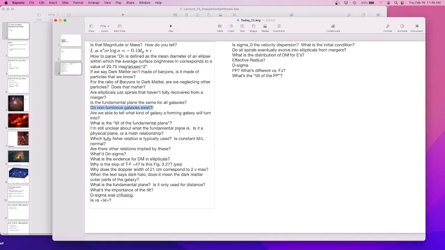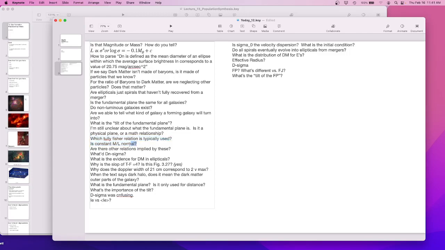Let's see. Unclear about what the fundamental plane is. Tilt of the fundamental plane. We'll get to those. Which Tully Fisher is typically used? And that's two questions. The infrared one, most often. The infrared observations are usually the best ones because the dirt is in the way for the optical observations. Optical observations are tricky.